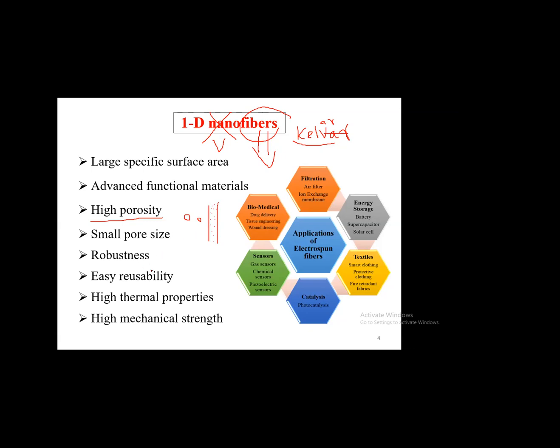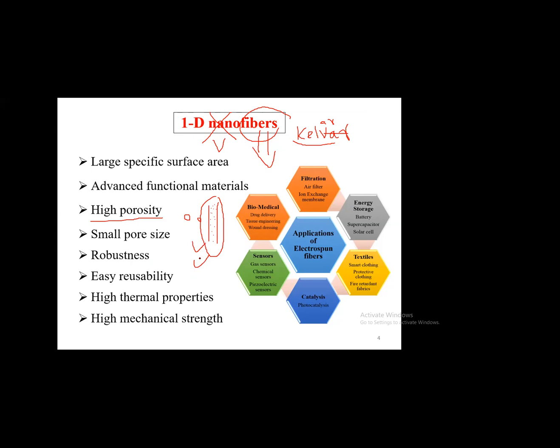Robustness. This material can be easily reusable if you wash it properly. If we treat it with acid, this material can be used a number of times. Thermal stability is good, as I mentioned. Mechanical property is very good, as I mentioned, meaning 100 times more than steel. These materials are like carbon nanofibers.